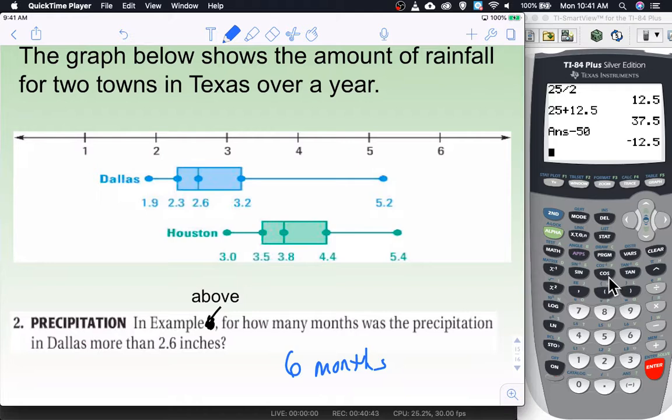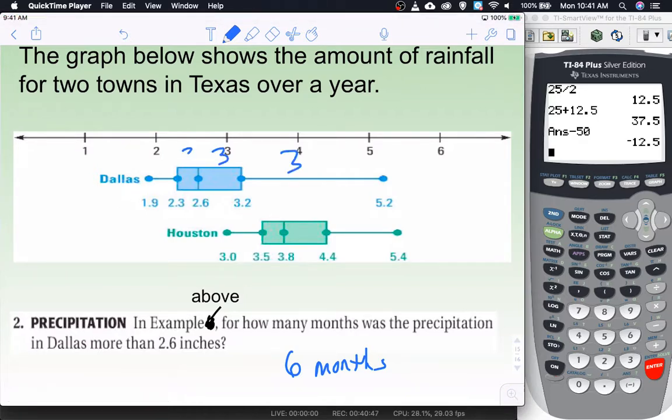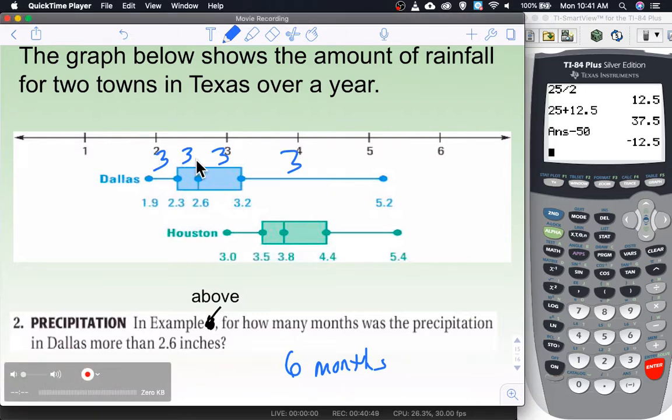And how would you know? Well, this was over a year. So 3 months would be here, and there, and there, and there. Each section of the graph would have the same number of months. So they'd each have 3. That's 12 divided by 4 sections. And so 6 months, half of it was more than 2.6, half of it was less than 2.6.